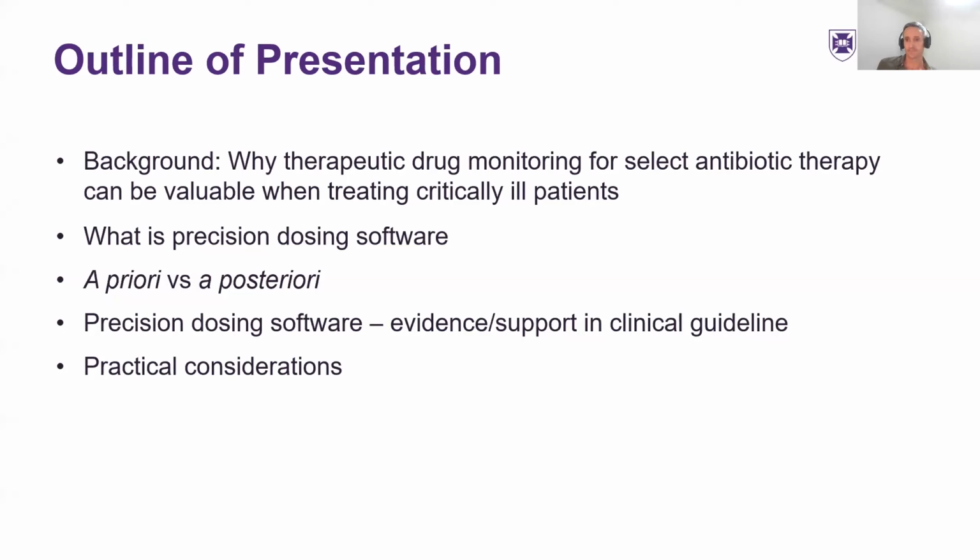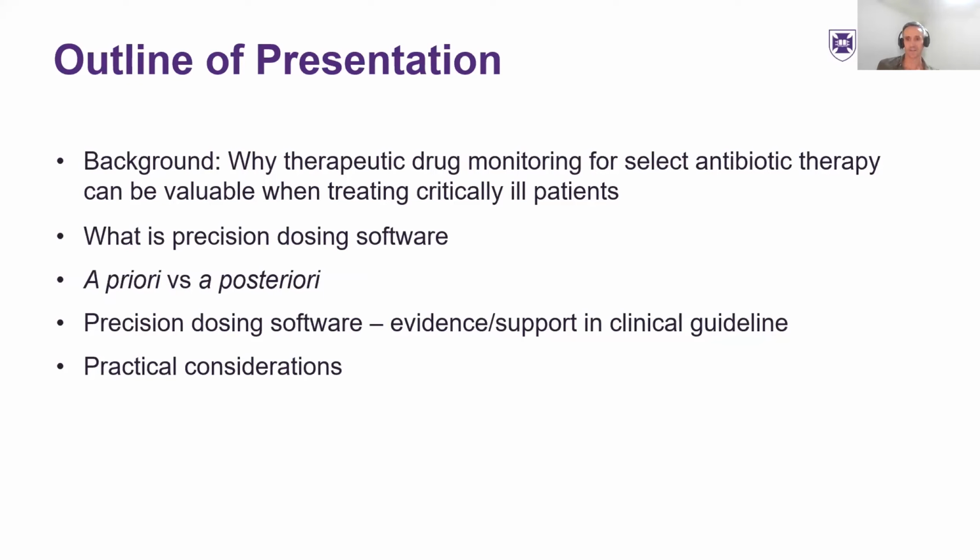We'll go into a priori versus a posteriori and what the difference is between those two, with an example. And then what evidence there is for precision dosing software in critically ill patients: is it supported in clinical guidelines, and are there any studies to support this? And finally, I'll finish with some practical considerations if you're looking at introducing dosing software in your hospital.